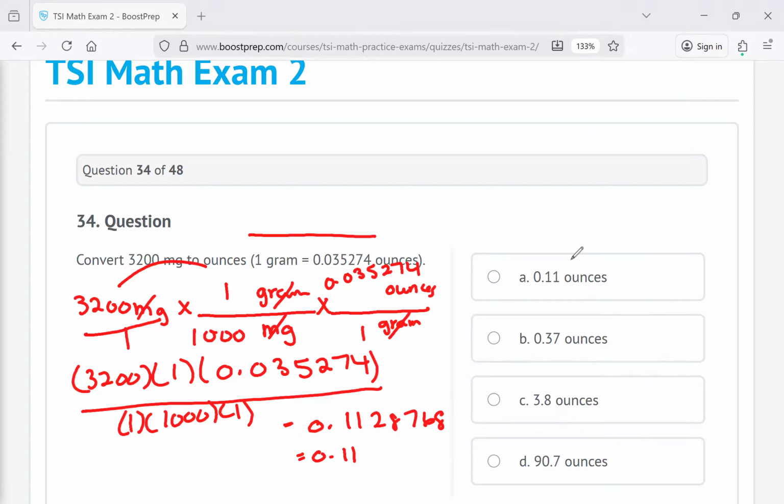Okay, so letter A. Just to recap, sometimes you have to do a double conversion. That's fine. And we did that and we got 0.11.